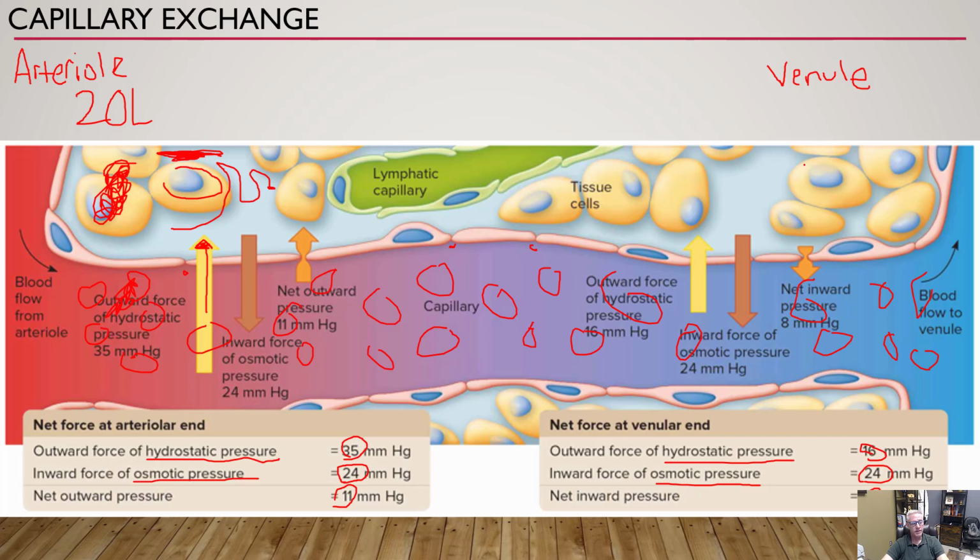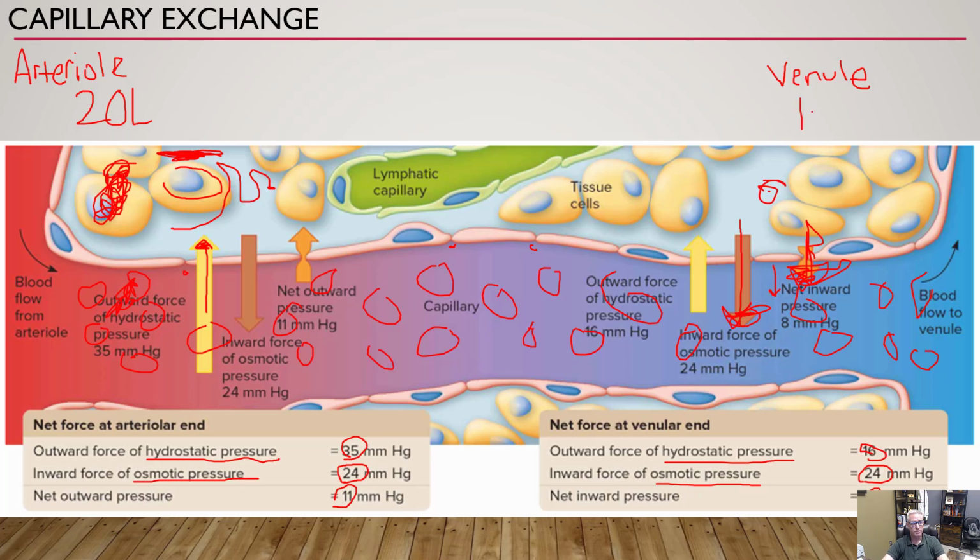And on the venous end, because the protein pressure is greater than the hydrostatic pressure, we are pulling water back in. So we are going to pull water back in from the interstitial space back into the vessel, into the venous end, to help counteract or counterbalance that protein pressure.